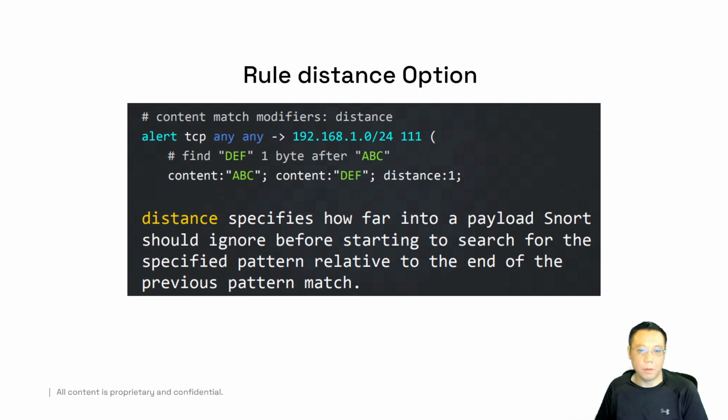Then there's the distance option. How far into the payload should Snort ignore before starting to search for the specified relative pattern? Distance is all about relative to the end of the previous pattern. So if I have two contents, ABC and DEF, make sure there's at least 1 byte of space for DEF from the previous ABC match.